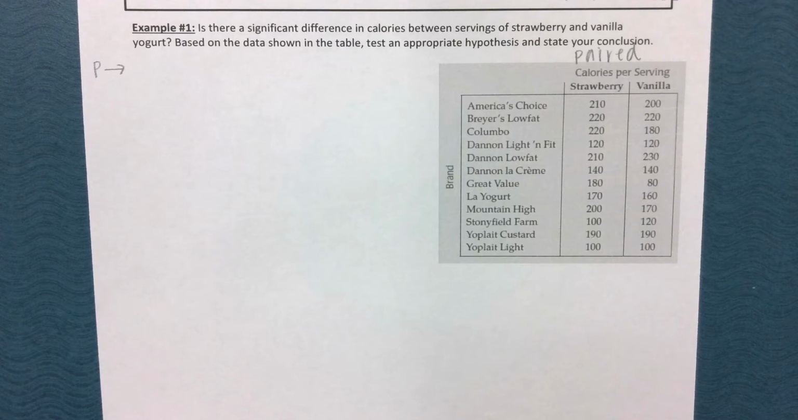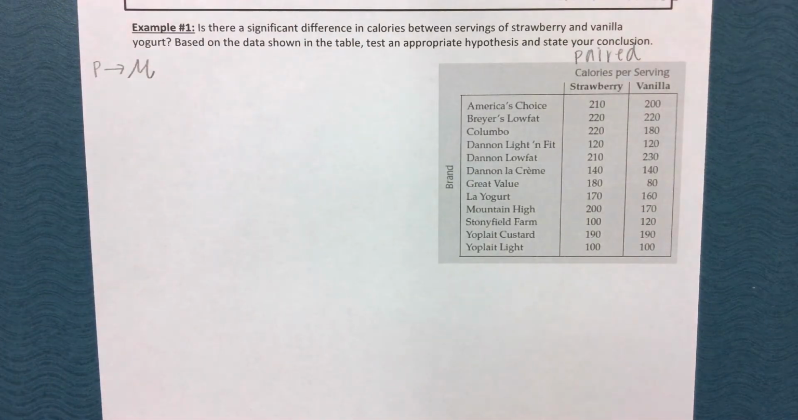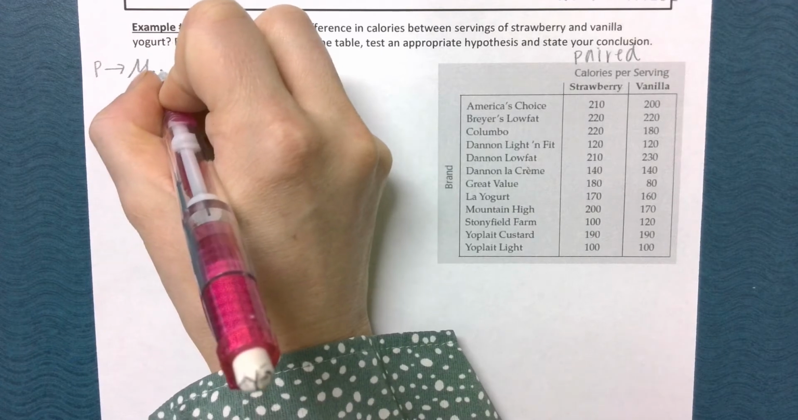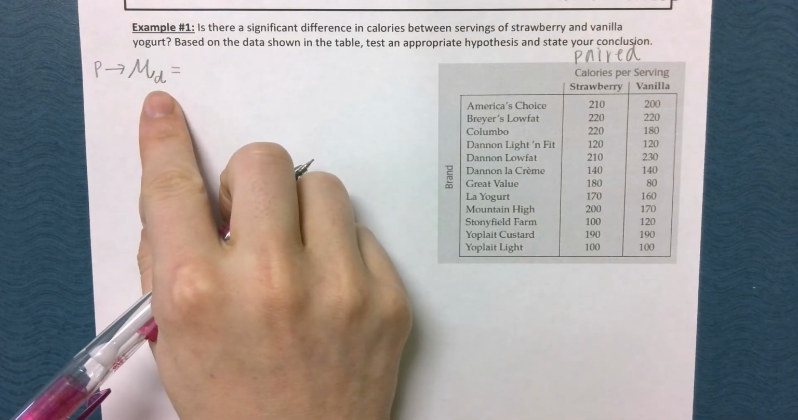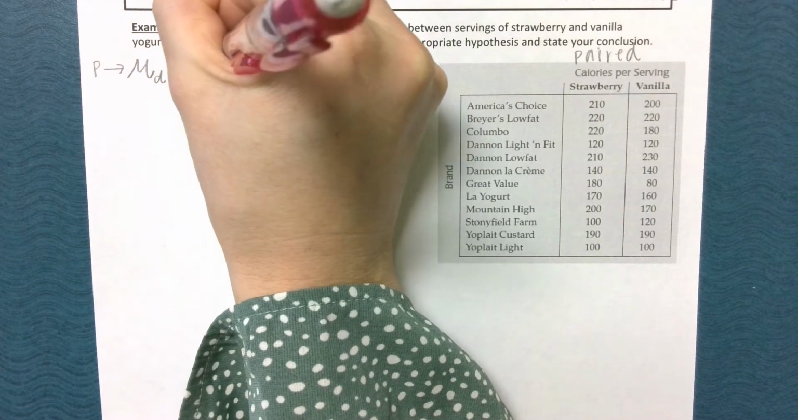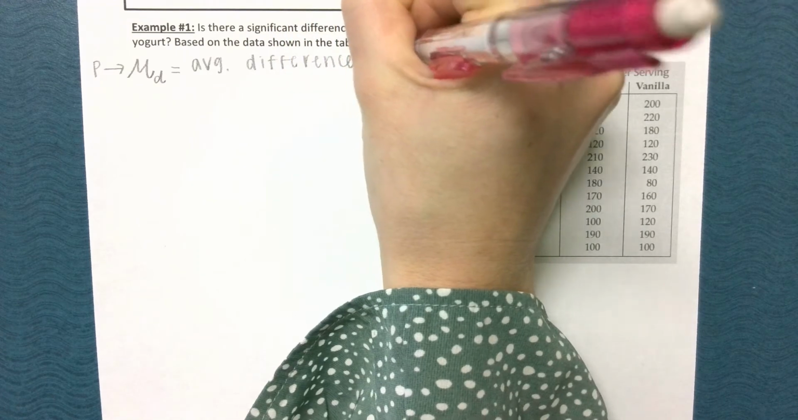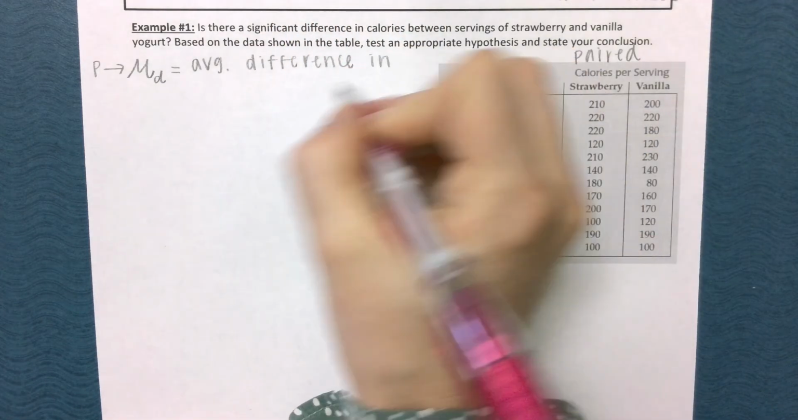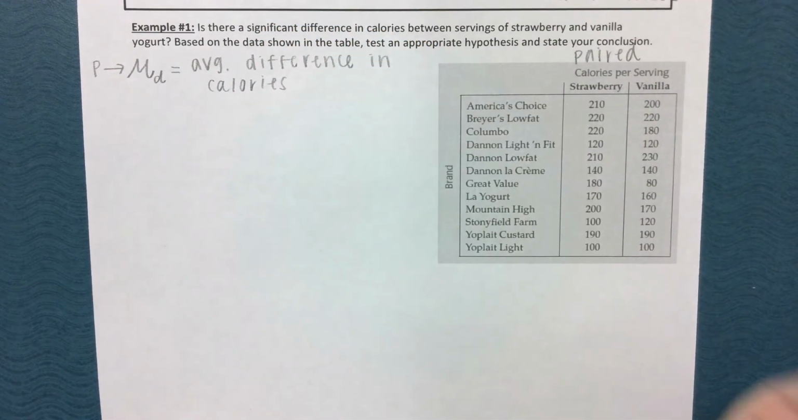My P is again the parameter. This is what happens in the population. I'm going to put mu here since we're still looking at means, and I'm going to put mu d since I'm looking at the differences. Since we're looking at those differences, for this mu, I'm just going to say that this would be the average difference in calories. These are both calories. I don't know what they are, it doesn't give me a value, so I'm just looking at the difference.